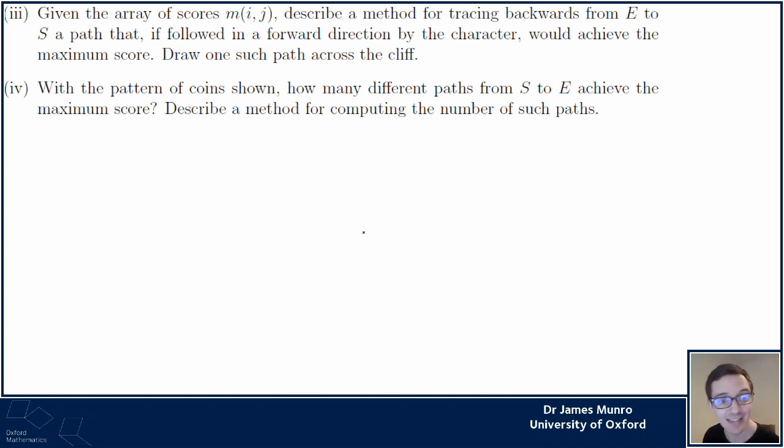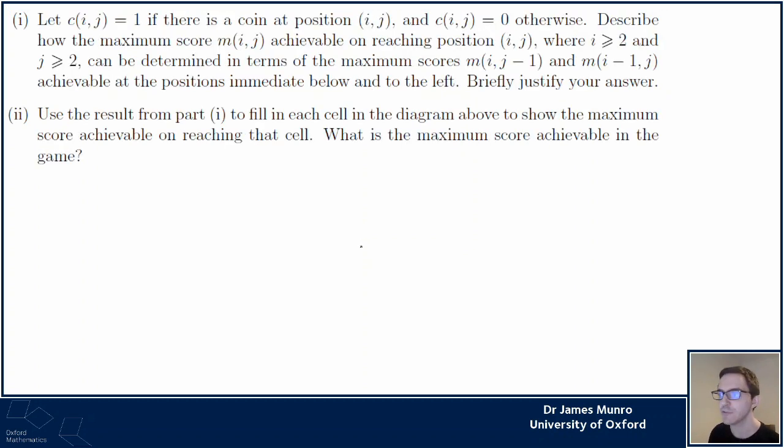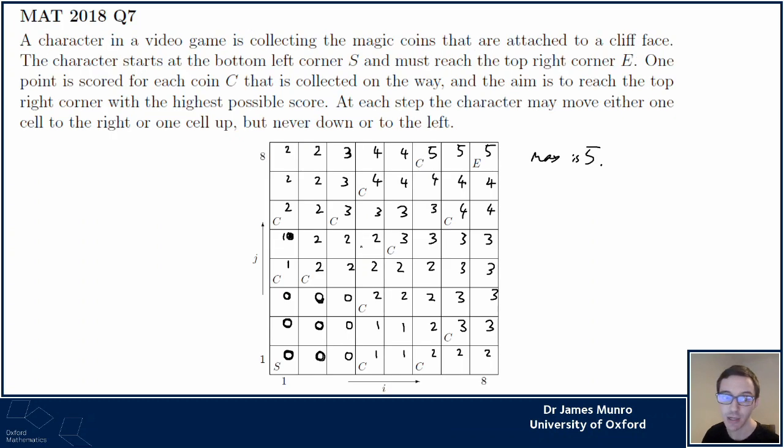Part 3 says, given an array of scores m, like I've got now, describe a method for tracing backwards from E to S to find a path that, if followed by the character in the right direction, would achieve the maximum score. Okay, so looking back at my grid, I want to look at this 5 and think, how did I get here? How did I get to 5? It wasn't by coming up through this 4, was it? So I'm going to work backwards.